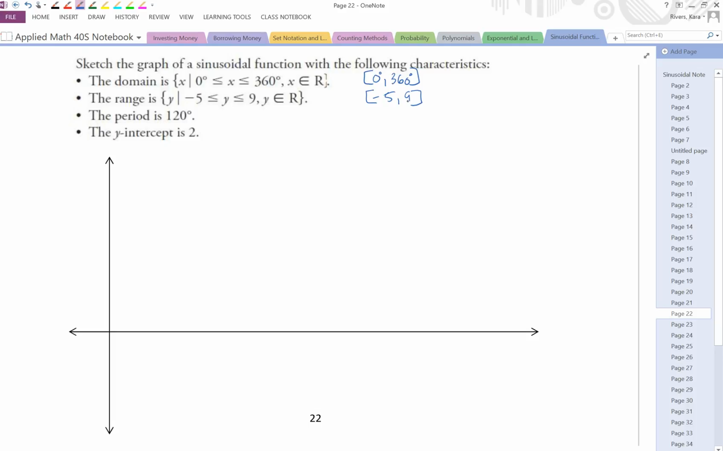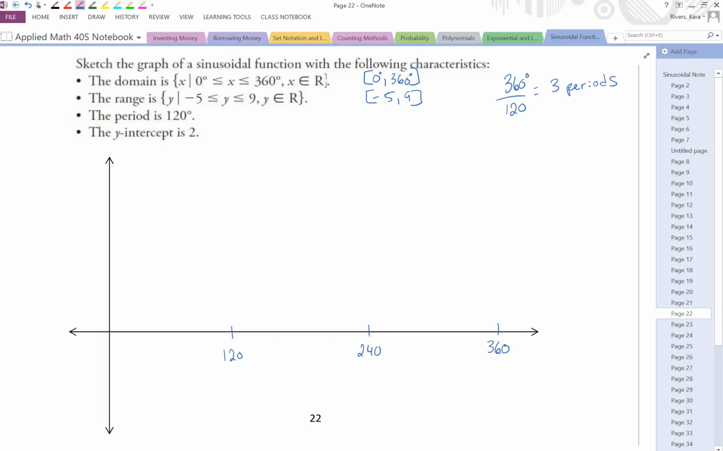and the y-intercept is 2. So even though we want to go from 0 to 360, the period is only 120. If I take 360 degrees divided by 120, I can see that I'm going to have 3 periods showing on my graph. So if that's 120, that's 240, that's 360. That's where my graph is going to end. Between 0 and 120 will be one cycle, 120 to 240 will be another one, and 240 to 360 will be another one.